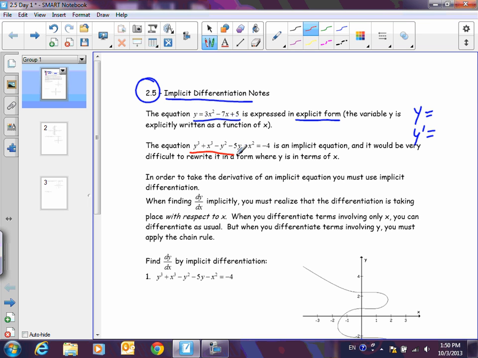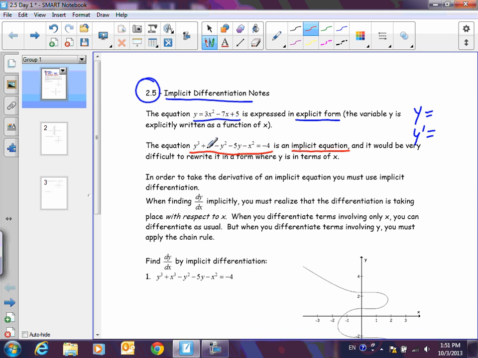So here we have this equation. You don't have to know what this makes. It doesn't really matter. Well, I'll tell you. It makes this graph down here. But this equation is what we call implicit. In other words, it's not in y equals, and if we were to try to get y by itself, it would be very difficult, if not impossible, to do.